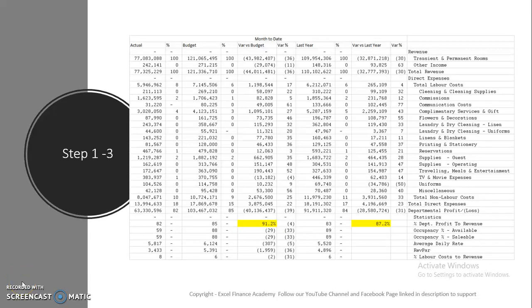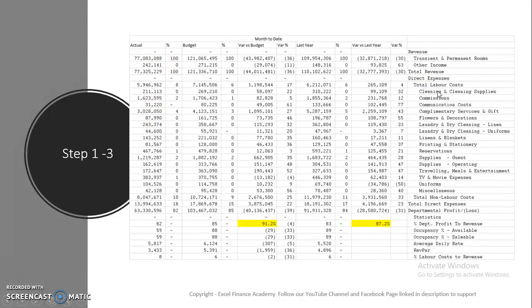Hello, in this video we are going to learn steps 1 to 3 of our P&L analysis that we discussed in the previous video. The first step was to export the P&L into an Excel file, which I have already done here, so that we can make the calculations of percentages.